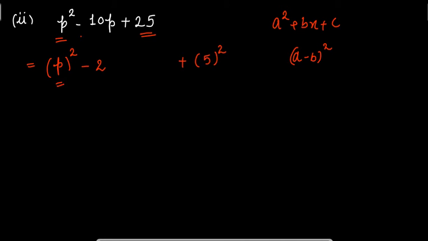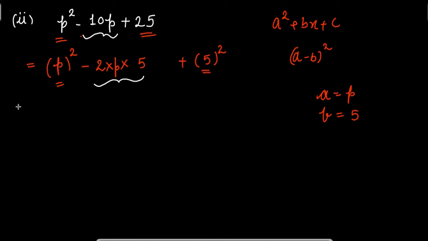So what is my a here? A is equal to p. So I write 2 into p. Then you need a b. What is your b here? My b is 5. So into 5. So if you take the product of this number, minus 2 into p into 5, you are getting again minus 10p. It means you have split your middle term.